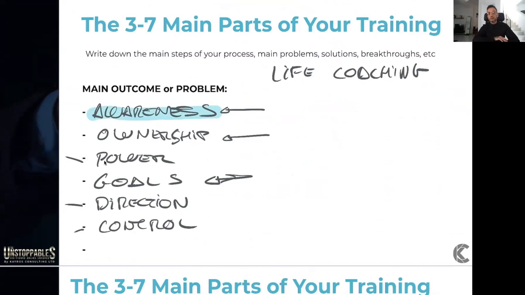The second problem would be that they blame everyone for everything. They don't take ownership. They don't really own who they are. They're just in victim mode. So they don't have ownership, right? It's related to the main problems that your clients have.